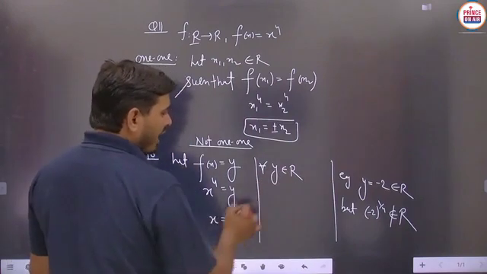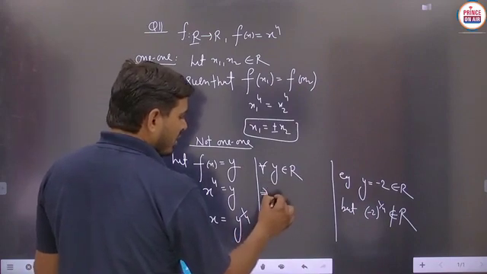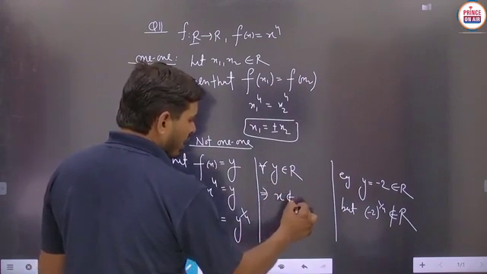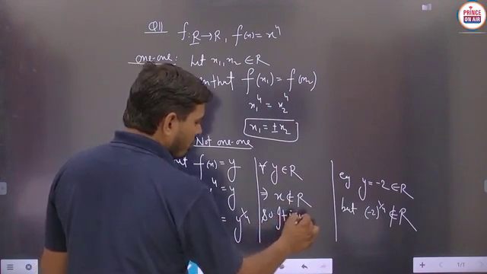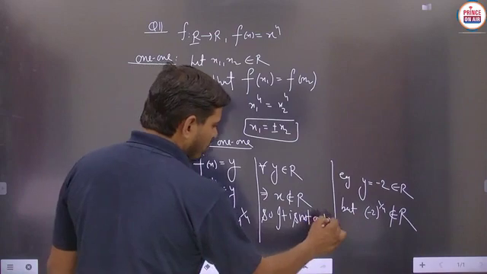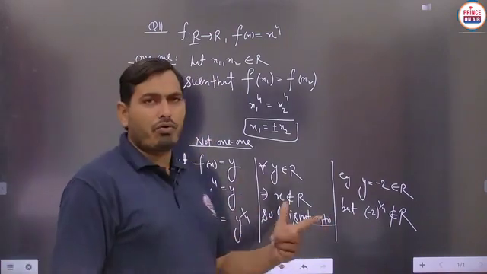So for all x belongs to R, it implies that x does not belong to R, so it is not onto. So this particular function is found to be neither one-one nor onto.